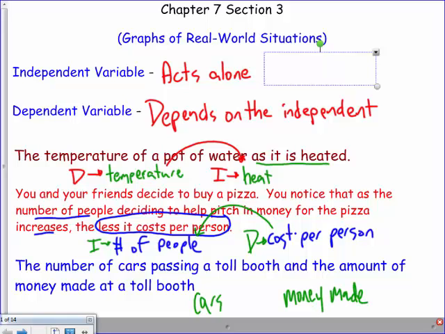Do the cars depend on the money made, or does the money made depend on the number of cars? Well, hopefully we can realize the money depends on how many cars. So the money should be the dependent, whereas the cars would be the independent.